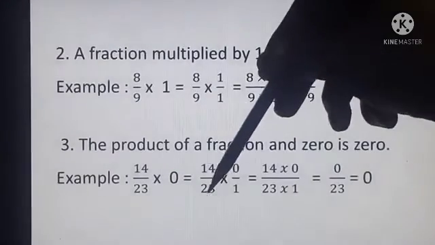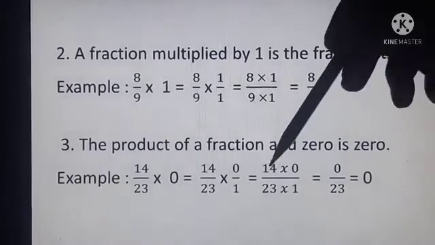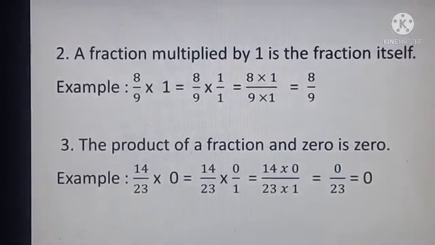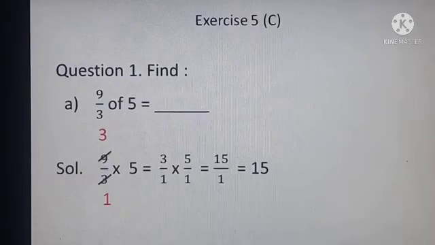Now, 14 multiplied by 0 is 0. 23 multiplied by 1. 14 multiplied by 0 is 0. 23 ones are 23. So, 0 upon 23 will give us the answer 0 only. Now, after doing the properties, we will start the exercise.